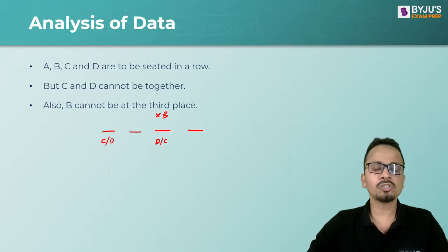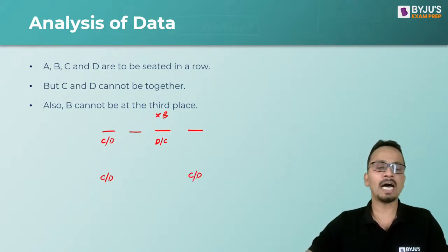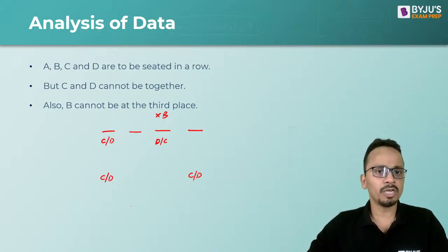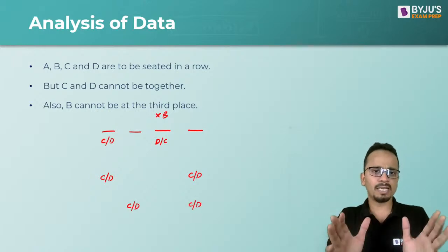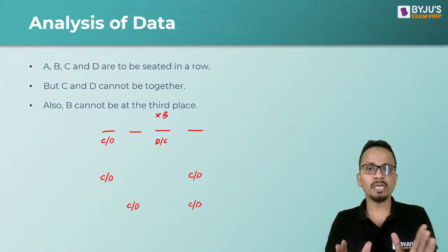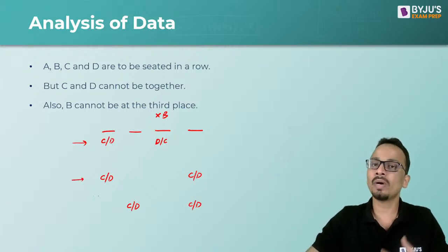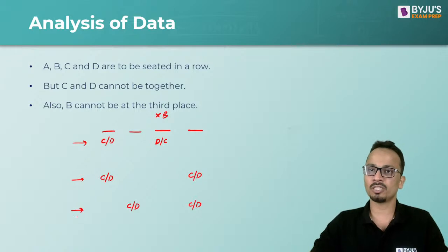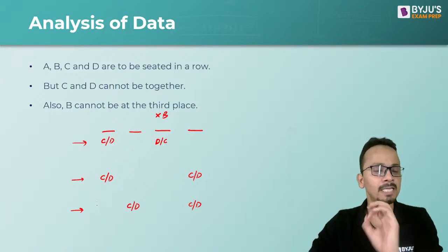This is one way. Also, C and D can come at first and fourth place. This is another way I can place C and D. Another way can be chair number 2 and chair number 4. So C and D can come at these two places as well. There can be two possibilities to arrange C and D with respect to each of these, so C and D can come at any of these places. Now let's start arranging A and B in this case.